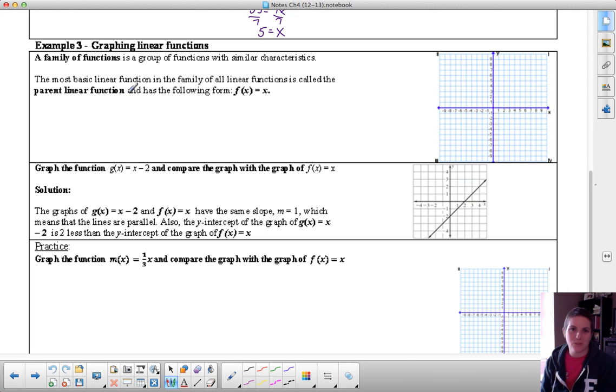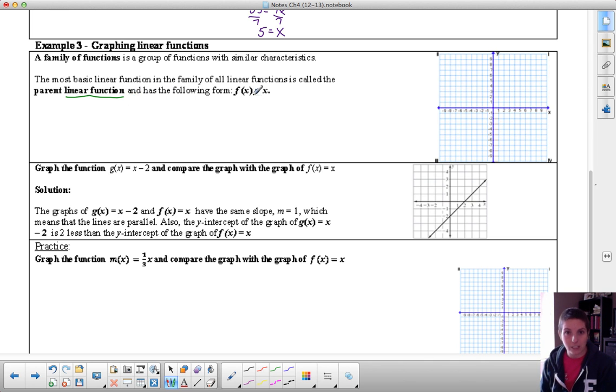All right, let's finish section 4.7. Example 3 says graphing linear functions. A family of functions is a group of functions with similar characteristics. We're going to talk right now about linear functions. Eventually, we're going to talk about quadratic functions and exponential functions and logarithmic functions this year.